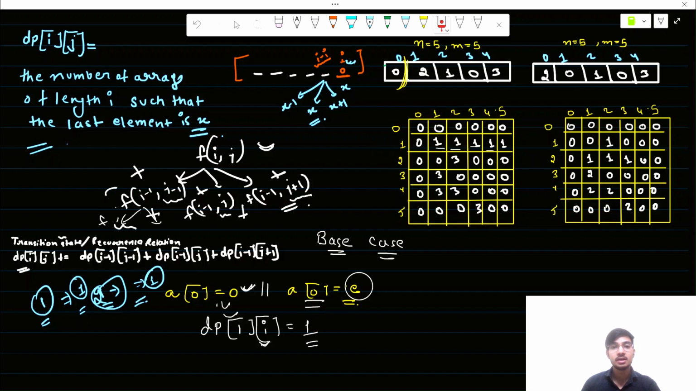So now let's see. This is the transition, this is the base case. Once there are some things that you have to care about: for 2, you have to look at the previous, that is, the i minus 1.